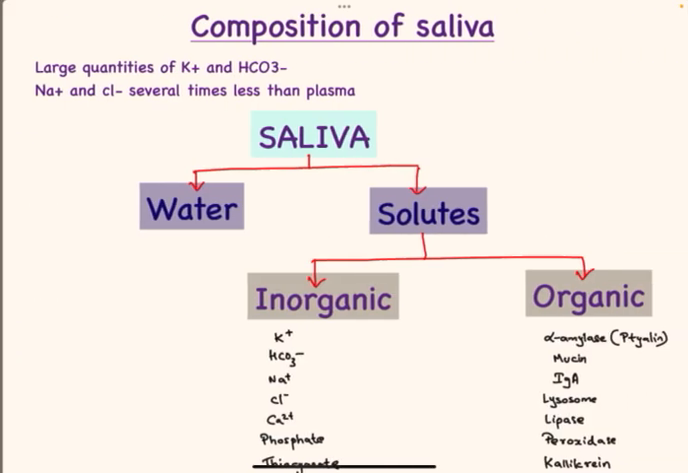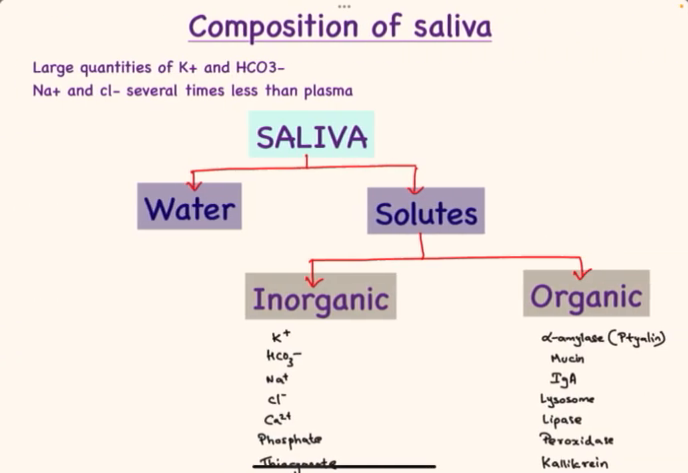Now let's discuss the composition of saliva. Saliva contains mainly K plus and HCO3 minus, and it also contains Na plus and Cl minus, which are several times less than in plasma. The composition of saliva can be mainly classified as water and solutes. For the quantities of water and solutes, you can refer to the text. Solutes are divided into inorganic and organic substances, as noted here. You can refer to the textbook for more details.